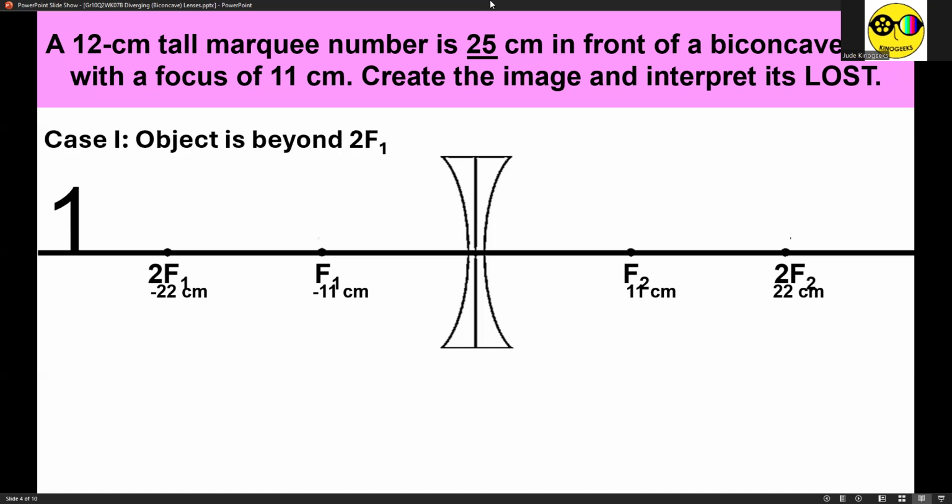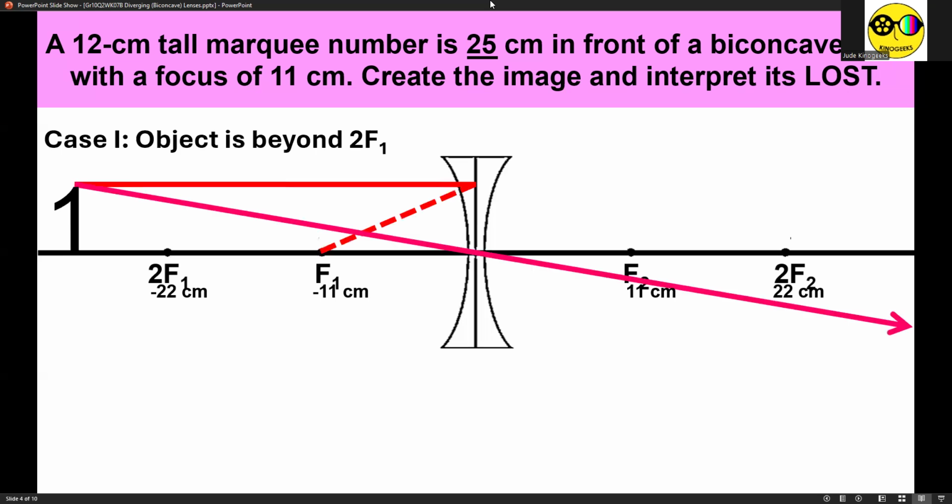So case 1, the object is beyond 2f1. And we have a very weird ray diagram here. Why is it weird? Because this is the first time that we have an intersection that is composed of one broken line and one solid line. Normally the intersections are always either two solid lines or two broken lines. This is the first time we encounter intersecting lines that are one solid and one broken. So how does it affect our loss interpretation? We will answer after case number 5.